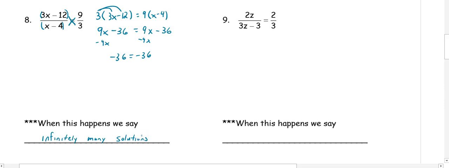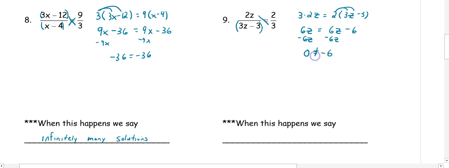So in number 9, when I cross multiply, I have 3 times 2z equals 2 times (3z minus 3). So when I simplify this by multiplying, I get 6z equals 6z minus 6. I can subtract 6z from both sides. I get 0 equals negative 6. Remember, that's not a true statement, so when this happens, there is no solution.